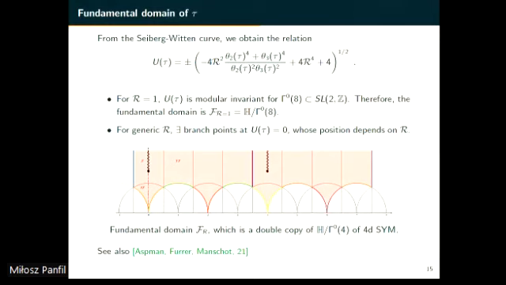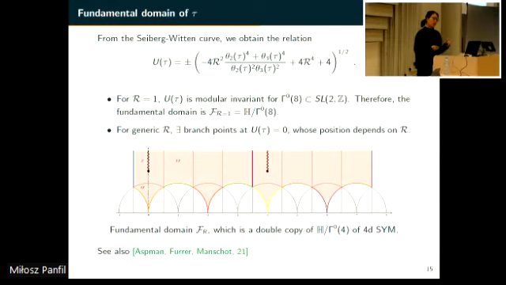It is going to be very useful to say something about the fundamental domain of tau. For example, from the structure of the Seiberg-Witten curve, we can write down the relation between the parameter U and this modular parameter tau, which can be written nicely in terms of the various theta functions.